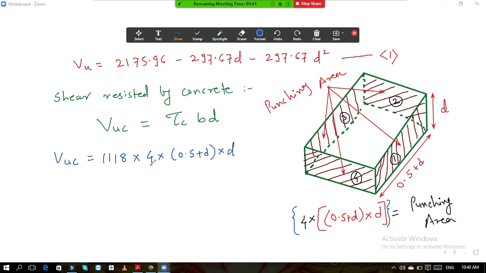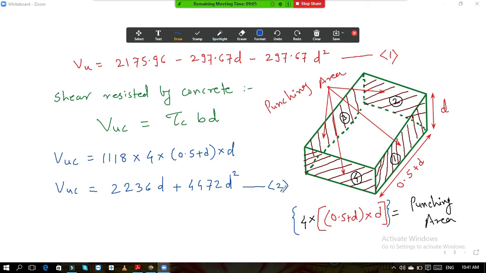So multiply 4472 D with the bracket inside. What will you get? VUC is equal to 4472 D into 0.5, first term into 0.5. So it is 2236D. Plus sign is there. So plus again 4472D into D. So it is 4472D square. So this is our equation number 2.